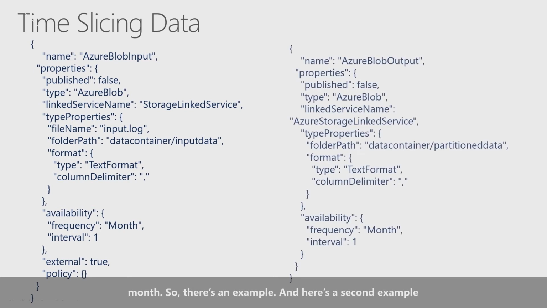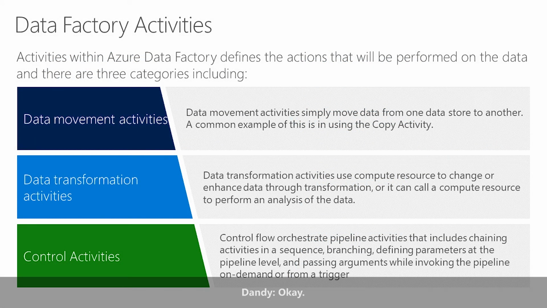So there's an example, and here's a second example for a blob output, just to give you different examples. So what kind of activities are you doing with this now that you understand the various time slicing? Well, data movement is the most common one. It's a simple move of data from one store to another. To be fair, there is a wizard available for this. You could use the copy activity wizard, so you don't even have to get into the JSON at all.